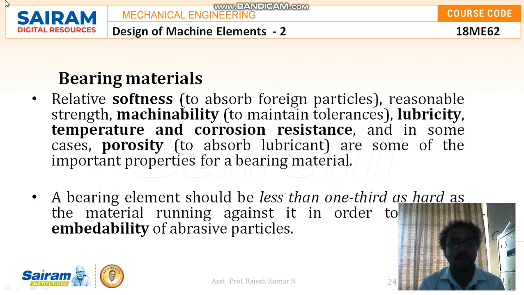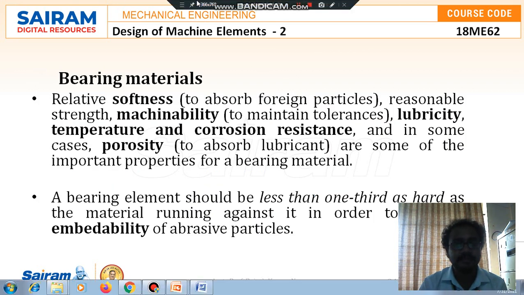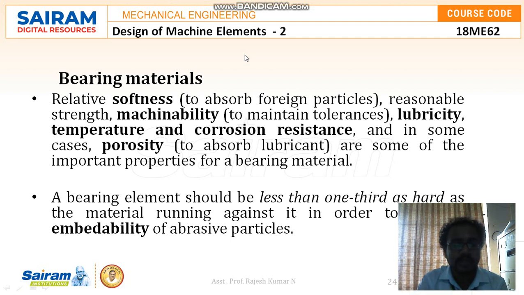Moving to the next topic, that is bearing materials. Bearing materials basically need relative softness to absorb foreign particles, reasonable strength, machinability to maintain tolerances, lubricity, temperature and corrosion resistance, and in some cases porosity, that is to absorb the lubricant. These are some of the important properties for your bearing materials. A bearing element should be less than 1/3 as hard as the material running against it in order to provide embeddability of abrasive particles.